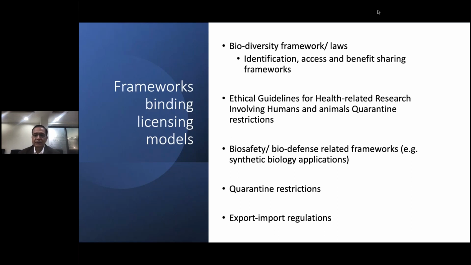And then there are ethical guidelines, basically on applying products of nature, both for human, animal on the one hand, and plants on the other. So these are to be followed, especially ethical elements involving humans and animal quarantine restrictions. Biosafety, because these are live pathogens, live organisms. Biodefense related frameworks are important. Each country has prescribed them. There are quarantine, import-export restrictions, and these are something where one needs to be binding when they get into transactions related to bioproperty access.